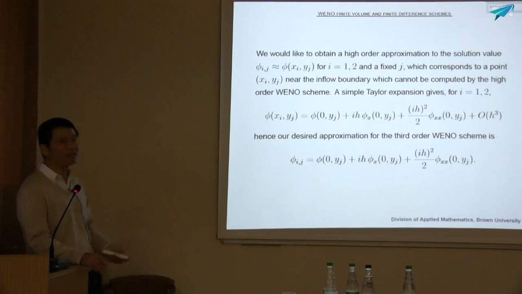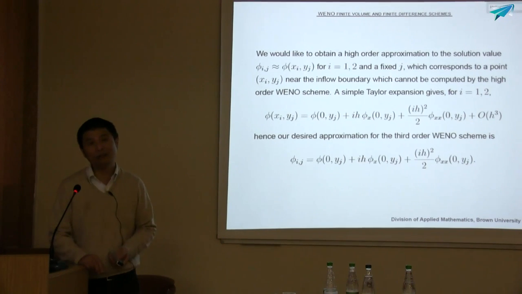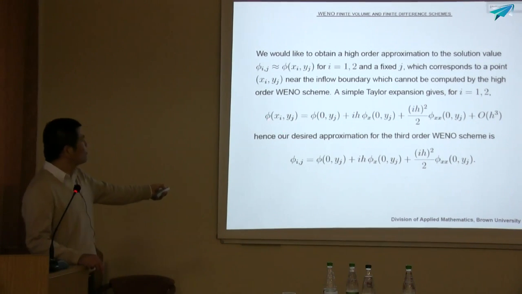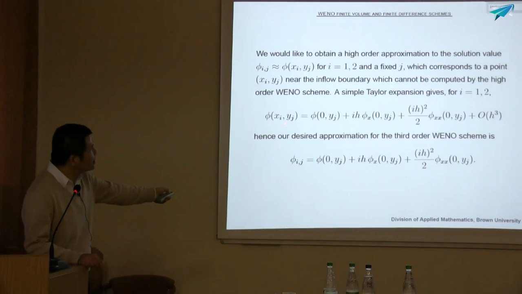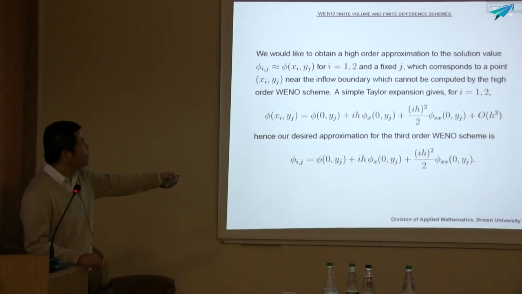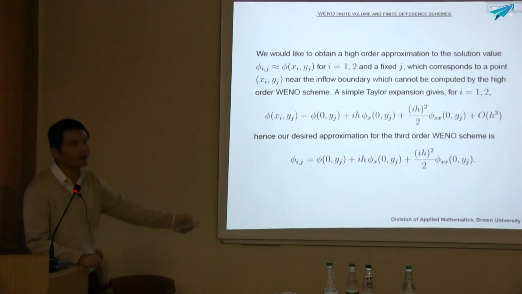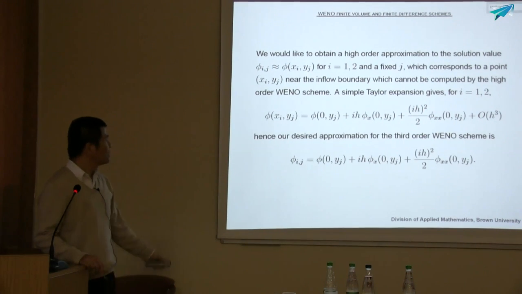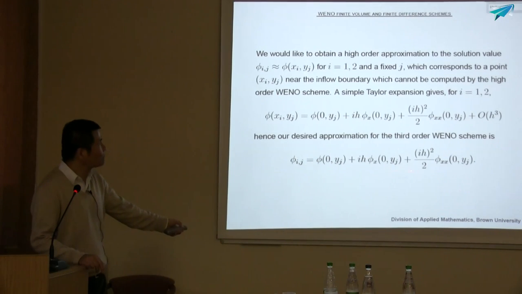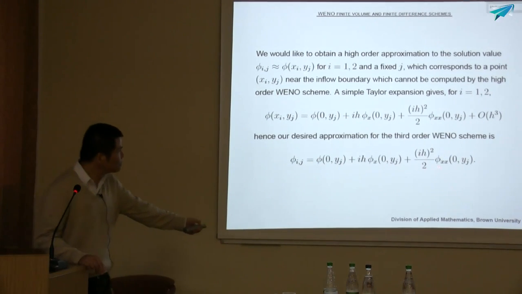And this is the perfect place where we can use inverse Lax-Wendroff. So this is how you do it. For example, phi at x_i, y_j, if i is 1 or 2, would equal phi at 0 plus i times h times phi x, where for i equal 1 it is h, for i equal 2 it is 2h, plus i^2 h^2 over 2 times phi xx, and so on. You can continue, and then you would be able to get this equality.